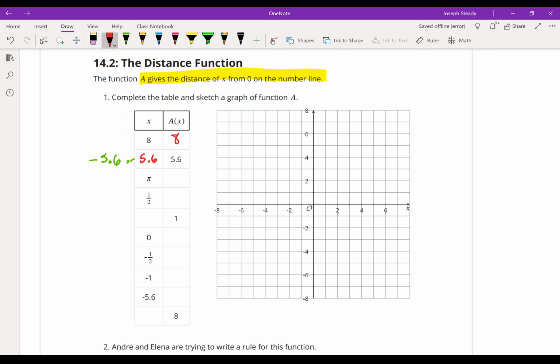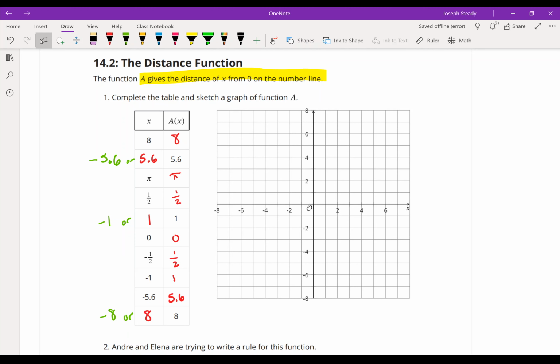Pi, which I hope we remember is about 3.14, is pi away from 0. 1/2 is 1/2 away from 0. When we get down to 1, we again see what we talked about above. If my output is 1, there are two numbers here that are 1 away from 0: 1 and negative 1. Those could both have been my input. I'm going to finish filling in this table and we'll be right back.